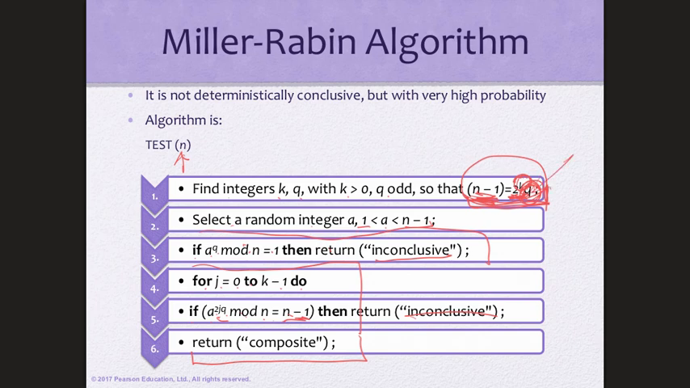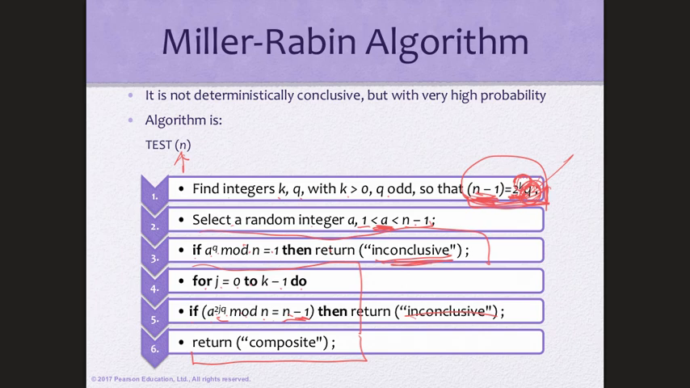Then you start selecting any random a, which is greater than 1, less than n minus 1. Now, this selection of a random value a is the reason why we call this a randomized algorithm. And also, we call it non-deterministic or randomized because we are not conclusive all the time. Sometimes we can make a decision, sometimes we don't know.